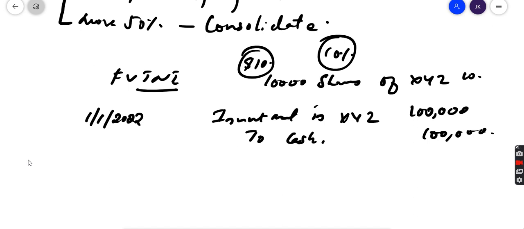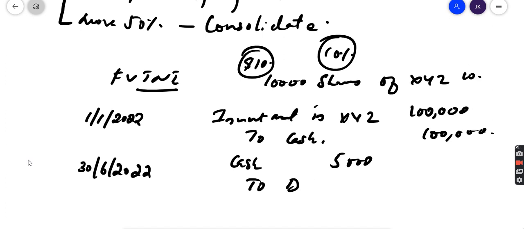So let's say this is in June, 30th June, they gave us the dividend. So what do we book it as? We would call it cash to dividend income. This is what we do: 5,000 dividend income.